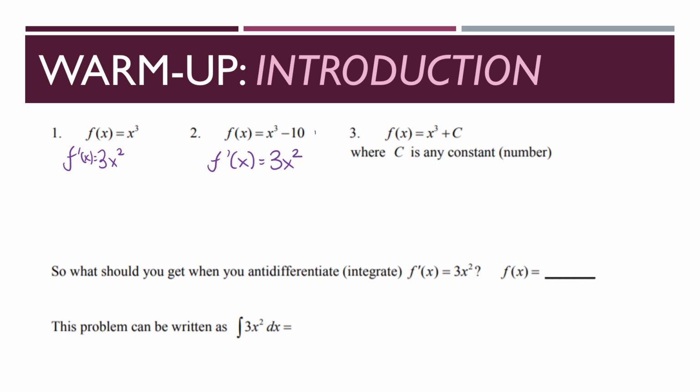All right, now our 10, that's just some constant. We take the derivative, our constant disappears. So if we're looking at 3, when we take the derivative, right, we use our power rule, 3x squared, and then whatever our constant is goes away.